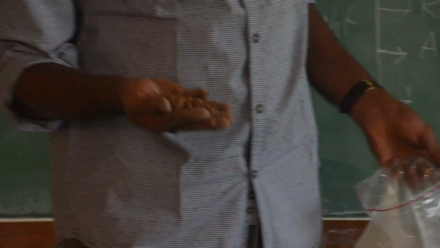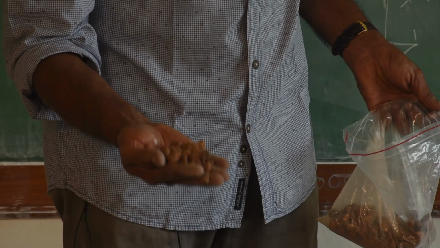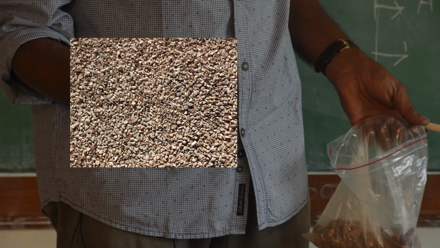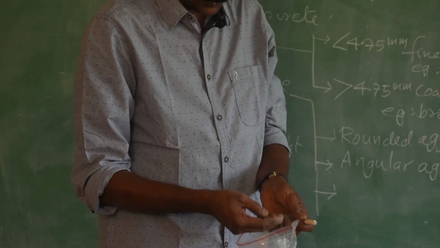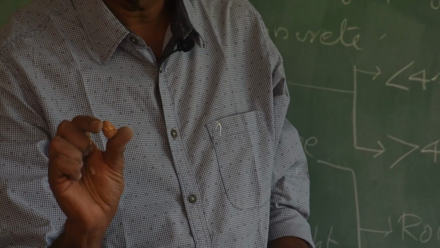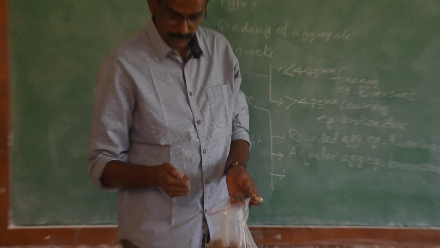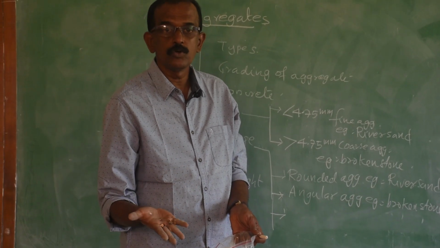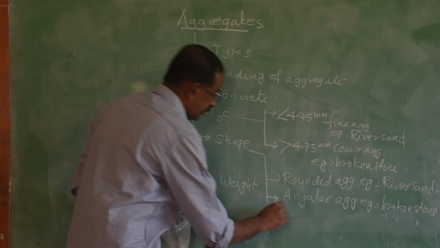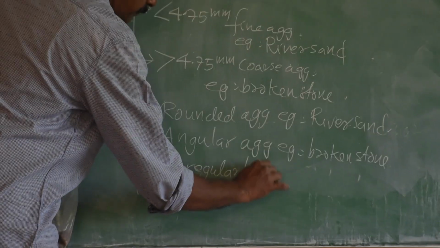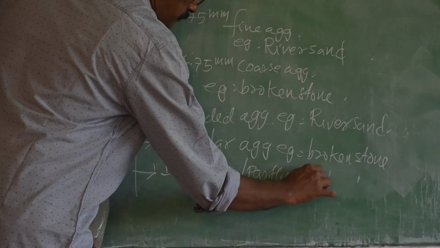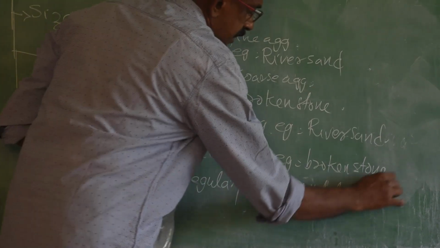What is this? This is gravel. So what is the shape of the gravel? You see, this is, we can say, irregular shape, or even if you want, you can say partly rounded shape. So the next shape is irregular or partly rounded. Example is gravel.